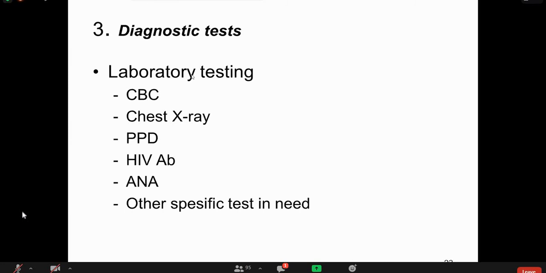CBC can give you a clue of the bone marrow malignancies like leukemia or lymphoma. In the viral infections, you're going to get a lymphocytosis, but lymphopenia can also be present, while in cases of bacterial infections, you can get neutrophilia. So CBC and the peripheral film can give you a clue of the disease or the pathological process that is going on in the body.